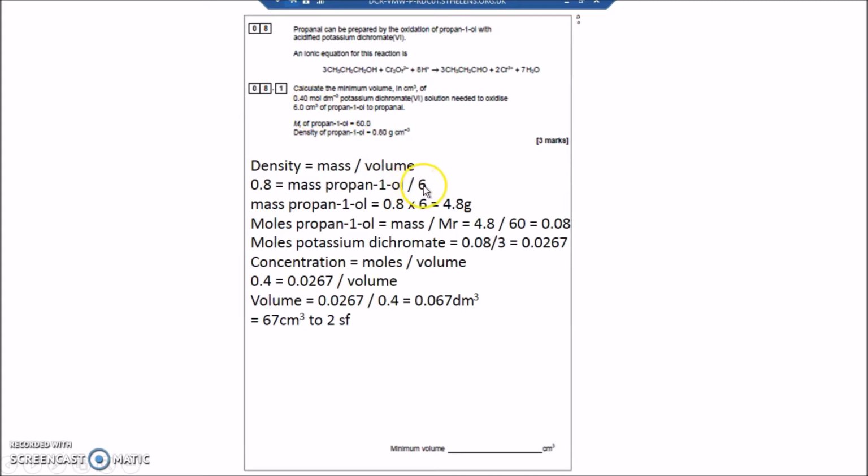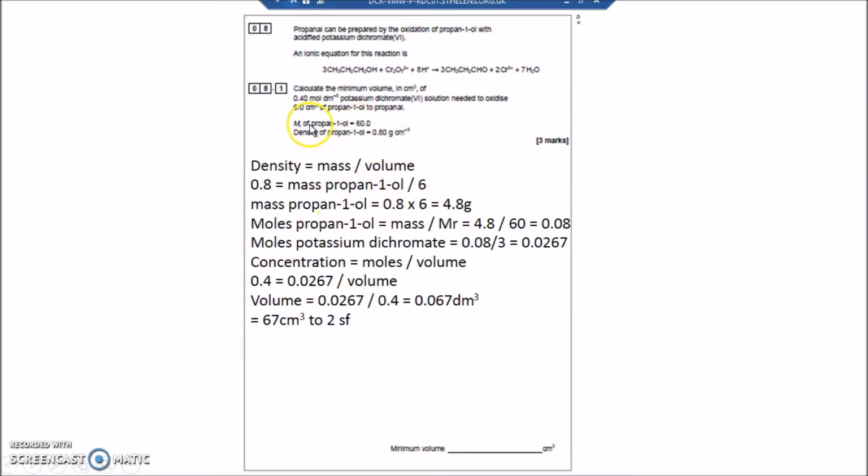I've left it in centimetre cubed rather than decimetre cubed, because if you look at density, it's got centimetre to the -3, so it's in grams and centimetres cubed. So it's going to give me the mass of propan-1-ol in grams, and the volume's going to be in centimetre cubed. So 0.8 times 6 is 4.8. I've got 4.8 grams of propan-1-ol.